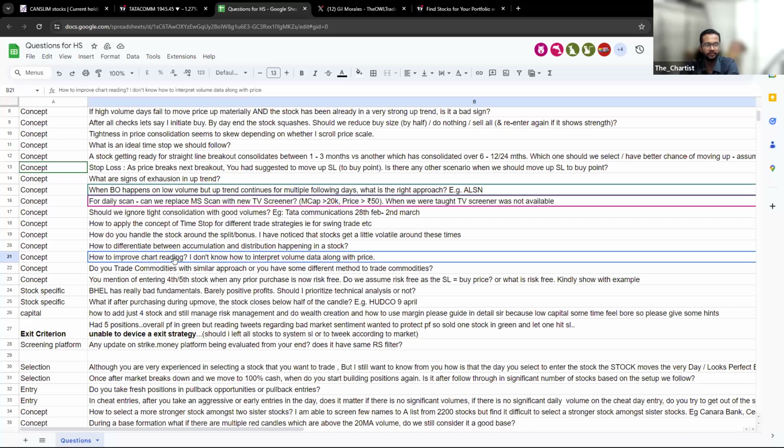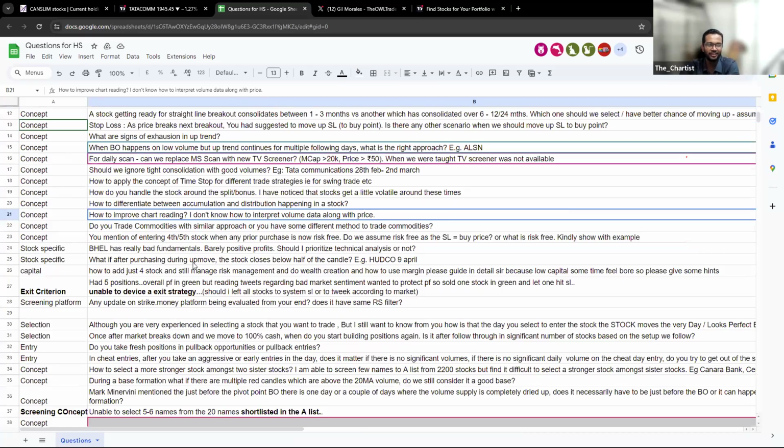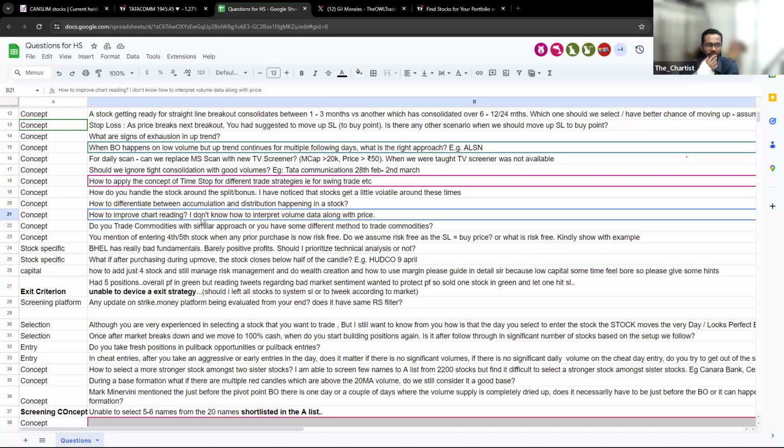How to improve chart reading? Have you filled this sheet? Mukeshji, who filled this sheet? Did you? So, how to improve chart reading? This we covered in 8 sessions, right? So how to improve chart reading will be through practice. You have to practice a lot. You have to at least pick up 100 charts of Nifty 100.